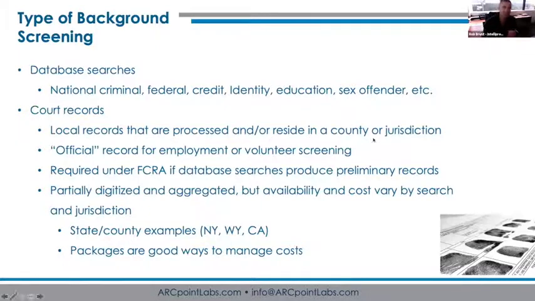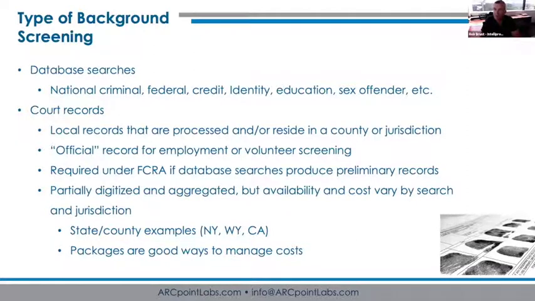Other automated database searches would be an education search. Those are actually really helpful in a lot of circumstances. You probably don't need it for all of your employees, but for anybody you're hiring where a degree would be important, or a higher level manager or executive, you definitely want to do that. The sex offender search is automated as well.